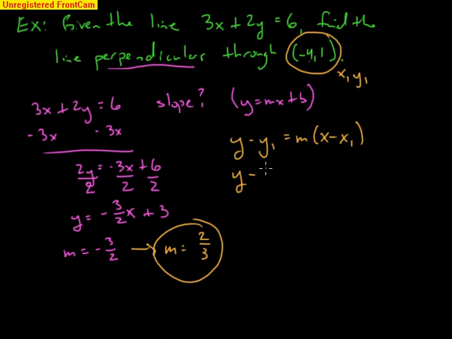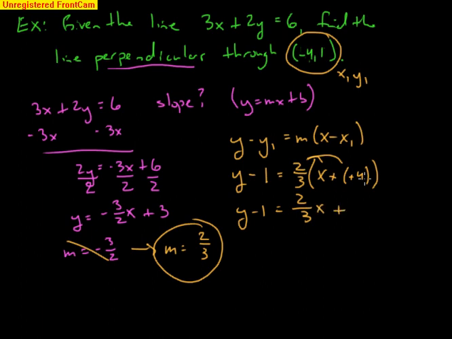So now we do y minus 1 equals the m, which is now 2/3. We're not using this slope. We're using this slope, 2/3, the perpendicular slope, x minus -4. So y minus 1 stays the same over here. We get, first of all, change your double signs, and we need to distribute the 2/3, so we get 2/3 x plus this 4 goes to the top. We get 8/3. Do not use a decimal. Use that fraction right there.